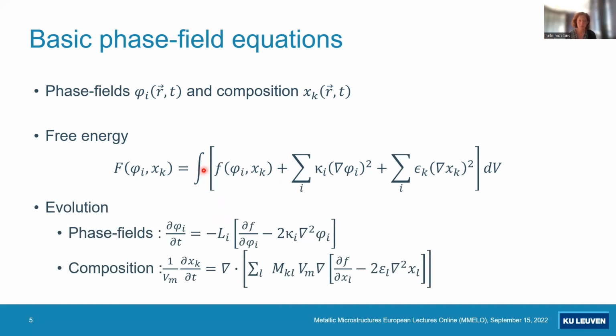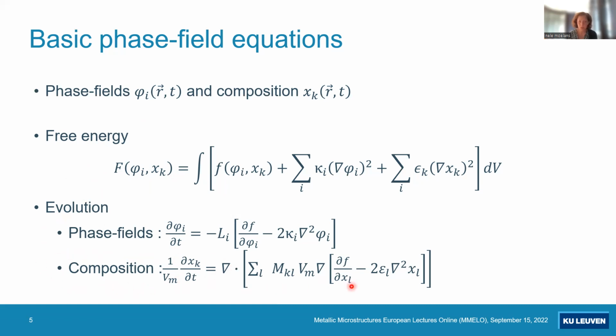And so, for example, this homogeneous part will contain the bulk chemical energies of the different phases, but can also contain elastic contributions and so on. From this free energy functional, the evolution equations of the phase fields and the composition variables are derived in such a way that the free energy decreases in time, and of course that you have mass conservation.